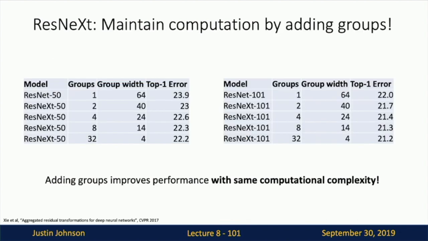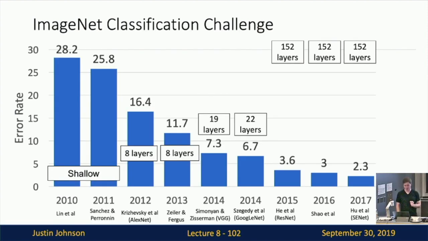In this ResNeXt architecture, you see that as we keep the same computational cost but increase the number of parallel pathways within each block, that actually leads to an increase in performance. We can start with a baseline 50-layer ResNet model and increase the number of parallel pathways, and as we do so, the accuracy increases. The same trend holds for the 101-layer ResNet: we can increase the number of pathways and get improved performance, even while maintaining the same computational complexity for the network.